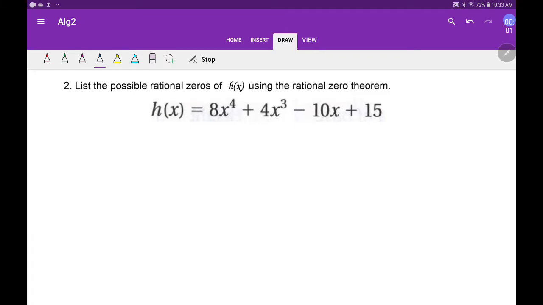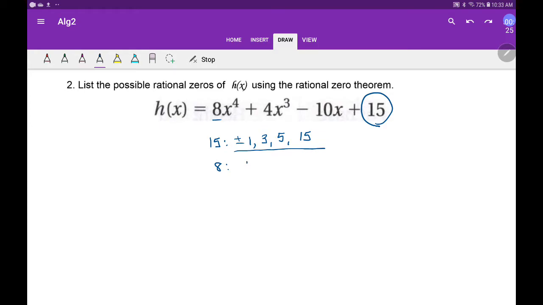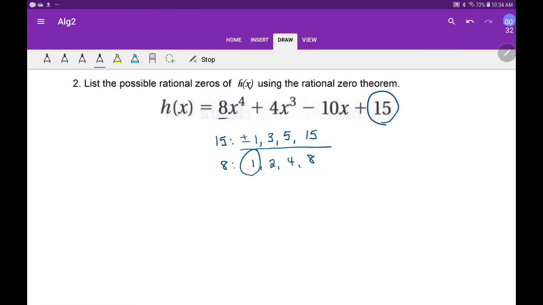All that we're doing here is listing the possible rational zeros. Our formula says factors of 15 on top, so plus or minus 1, 3, 5, and 15 on top. And on the bottom, factors of 8. I don't need to say plus or minus again, it's good enough on top. We have 1, 2, 4, and 8. So start off using the 1 on the bottom.